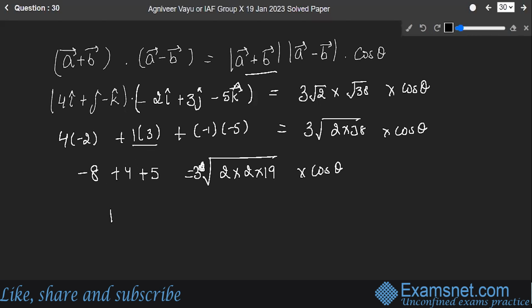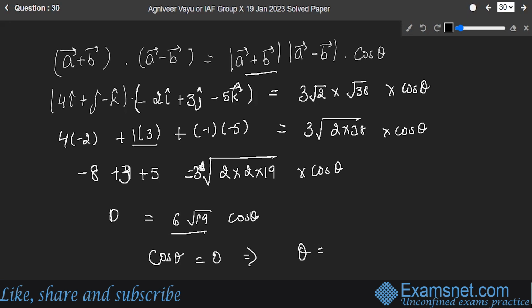I made a mistake, sorry. Here should be 3. So here should come 0. 0 is equal to 6 root of 19 cos of theta. That gives you, since this is not equal to 0, cos of theta is equal to 0.